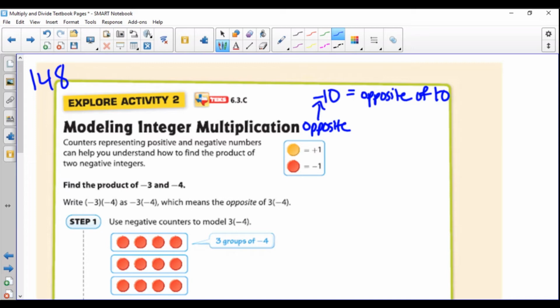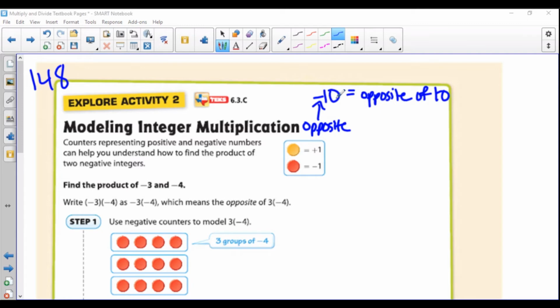If I asked you what is the opposite of 10, Alyssa, you can go ahead and unmute your mic. What is the opposite of positive 10? Negative 10. Negative 10, right? It's just like that. So I can think about the negative symbol as meaning to do the opposite. Now I'm going to use that idea when I do multiplication.